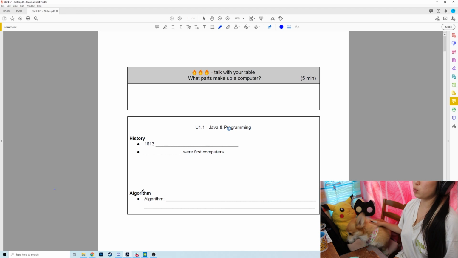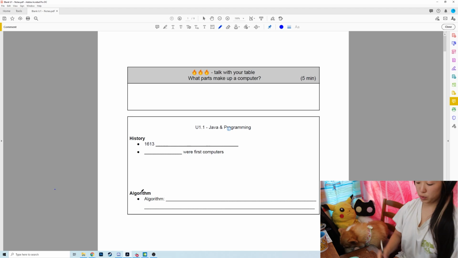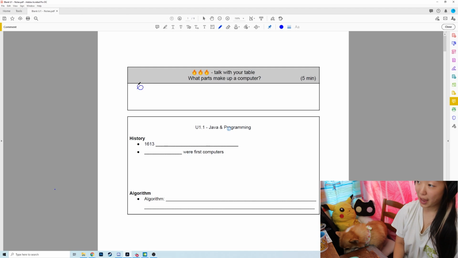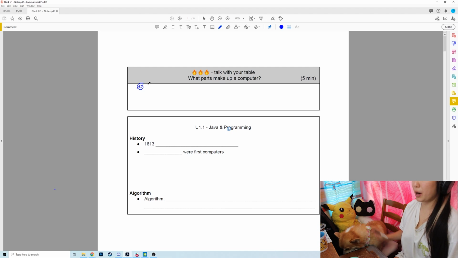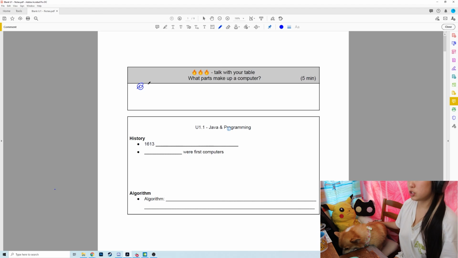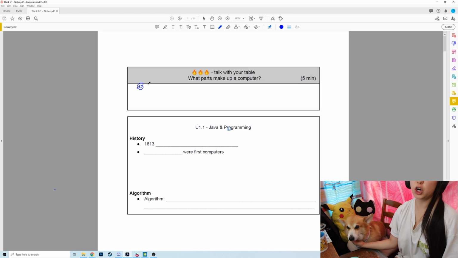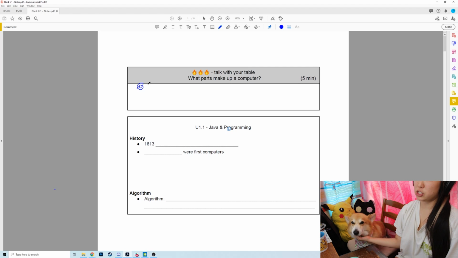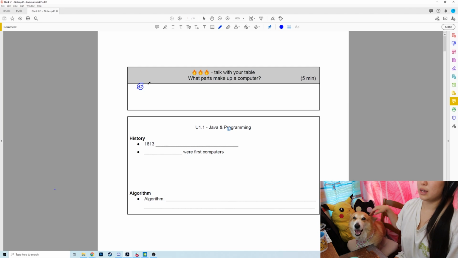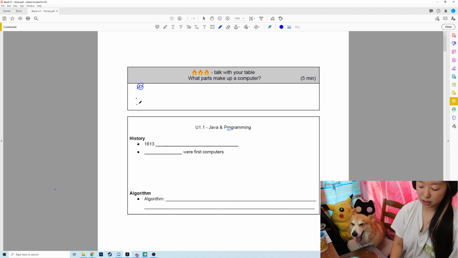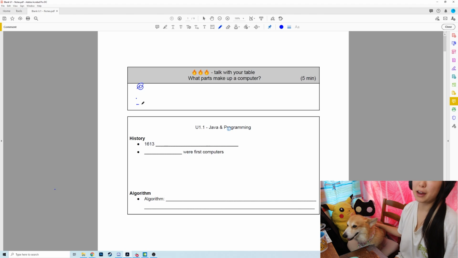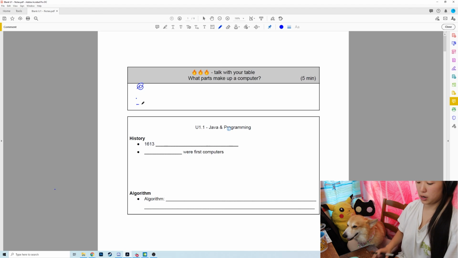So before we begin with the notes, I want you to take a look at what parts make up a computer and figure out what you know about a computer. What things have you talked about or heard about that have to do with computers? Maybe it's certain apps that you know, etc. I just want you to jot that out and get your mind thinking. Take about 5 minutes to do that before we move on.